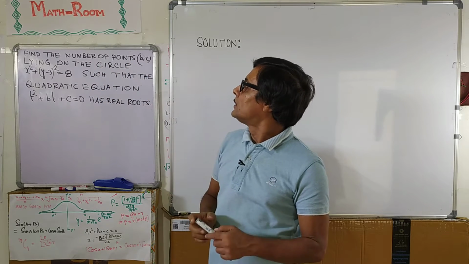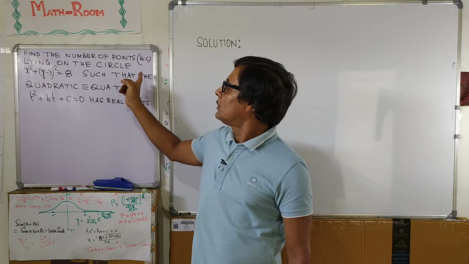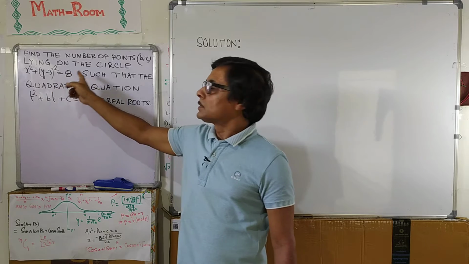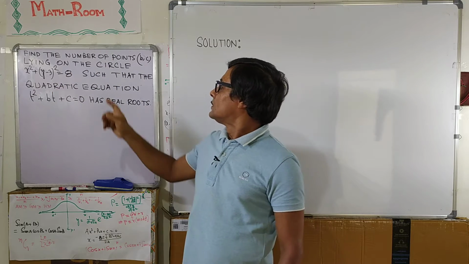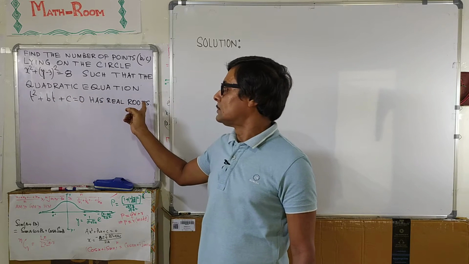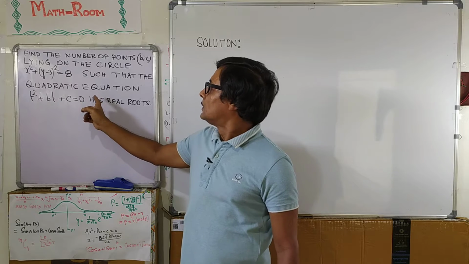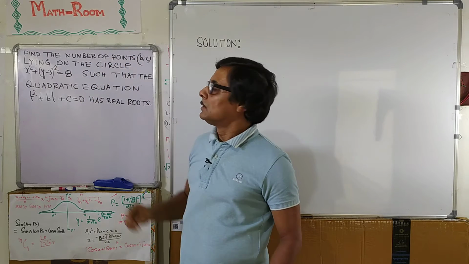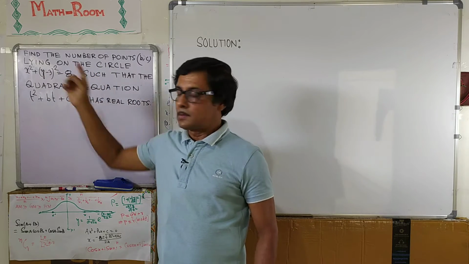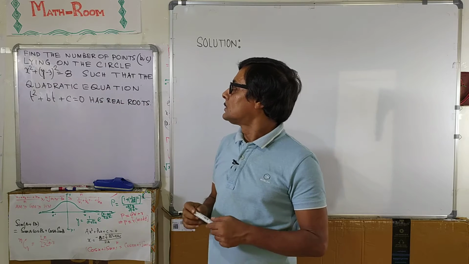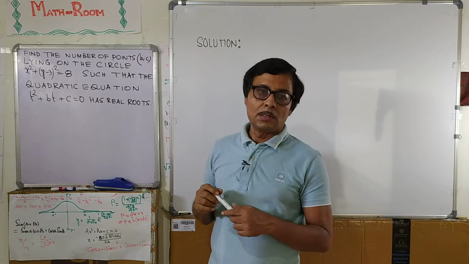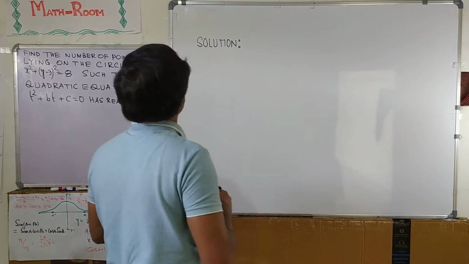The problem is to find the number of points (b, c) lying on the circle. The equation of the circle is given here: x squared plus (y minus 3) whole squared equals 8, such that the quadratic equation t squared plus bt plus c equals 0 has real roots. Subject to this condition, we have to find the number of points (b, c) lying on the circle. Now, let us begin.